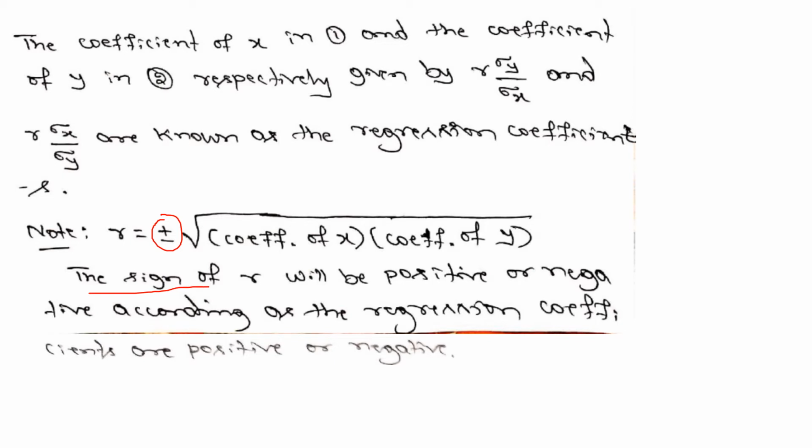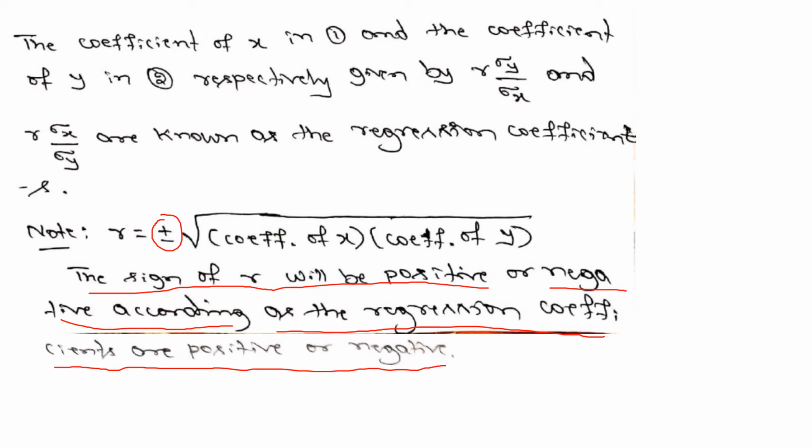the sign of r will be positive or negative according as the regression coefficients are positive or negative. It depends on the signs of the regression coefficients.